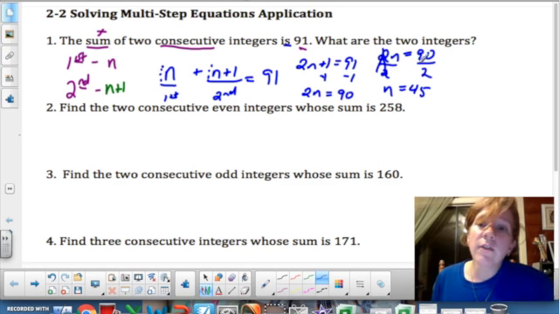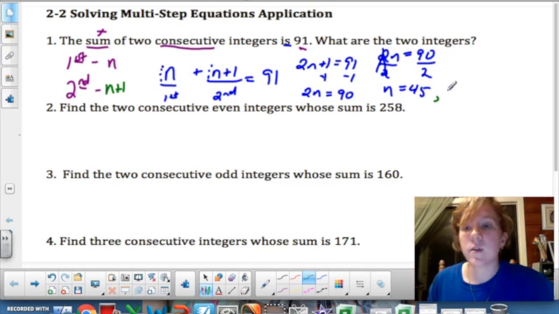But remember that we're looking for the two integers. So we've got our first integer. To find our second integer, we're going to say, well, the second integer was n plus 1. 45 plus 1 is 46. So my two integers are 45 and 46.